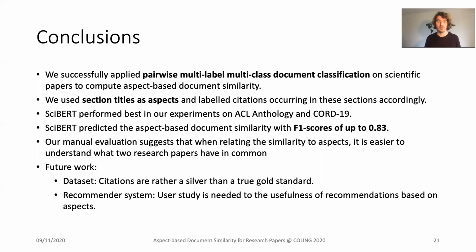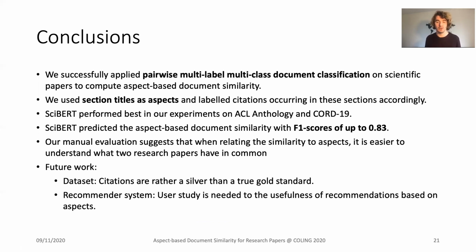Okay, so what kind of conclusions can we draw from our experiments? We applied pairwise, multi-class, multi-label document classification on research papers to compute their aspect-based similarity. We use citations and their section titles as aspect labels. Our goal was to test this approach as an alternative to the standard document similarity that only distinguishes between similar and dissimilar documents. Overall, we found that SciBERT performed best in our experiments. And despite this challenging task, SciBERT predicted the aspect-based document similarity with F1 scores up to 83.